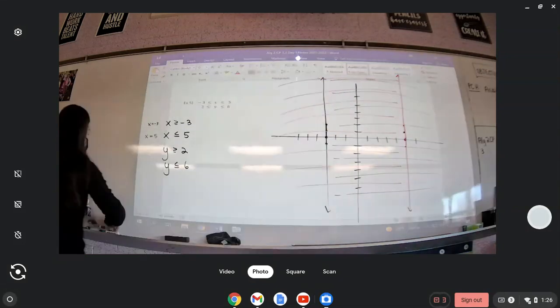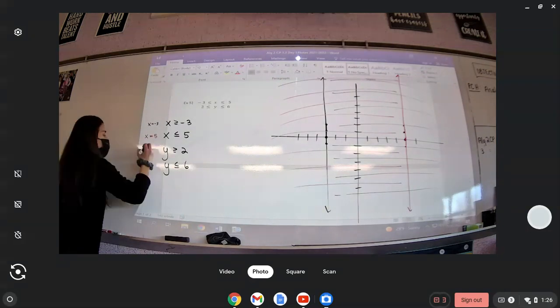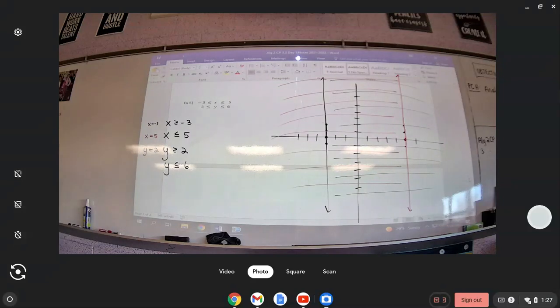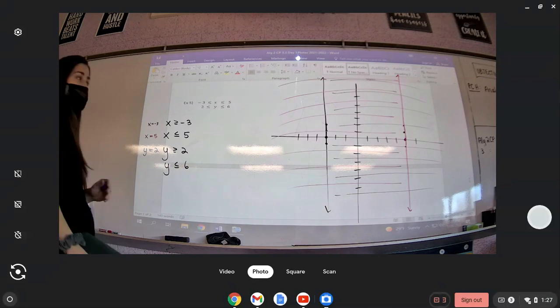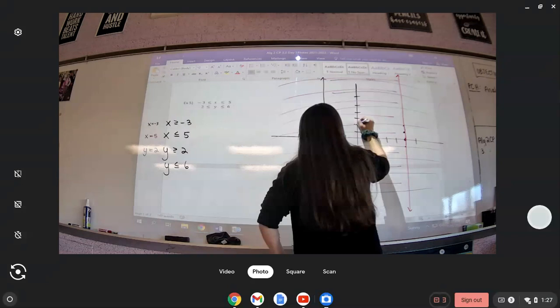I'm gonna go blue next. Y is greater than or equal to 2. First, I want you to graph the line y equals 2. Where is y equal to 2? Up, down, right, left? Up 2. So put a dot, we're up 2.